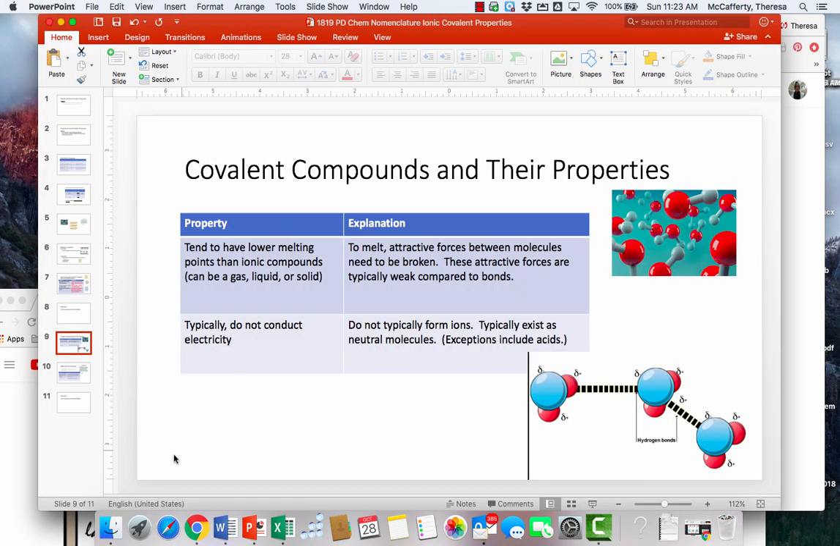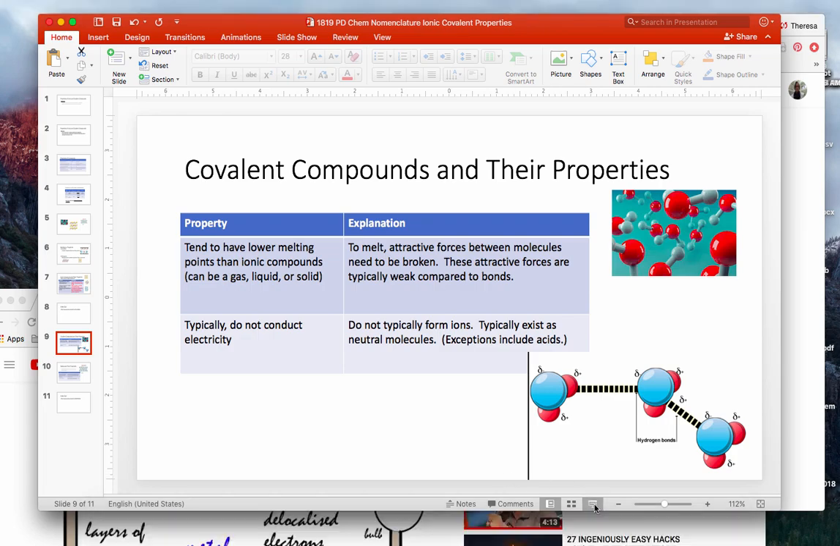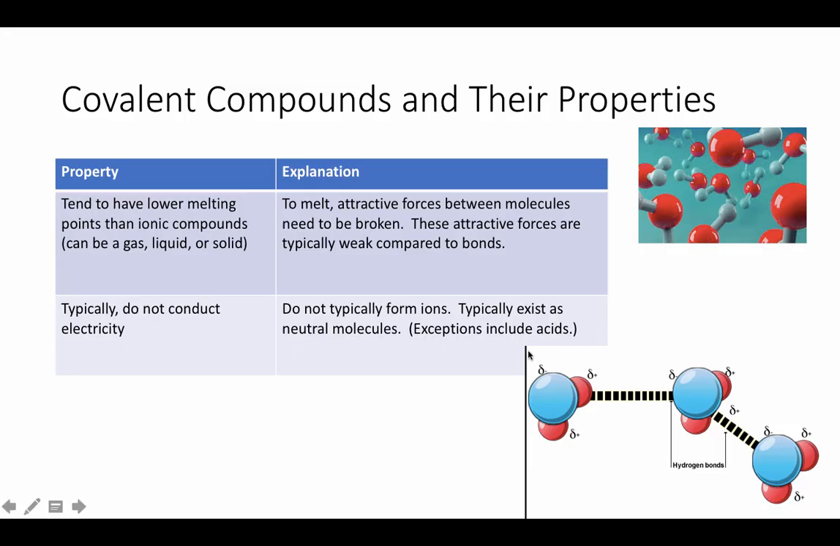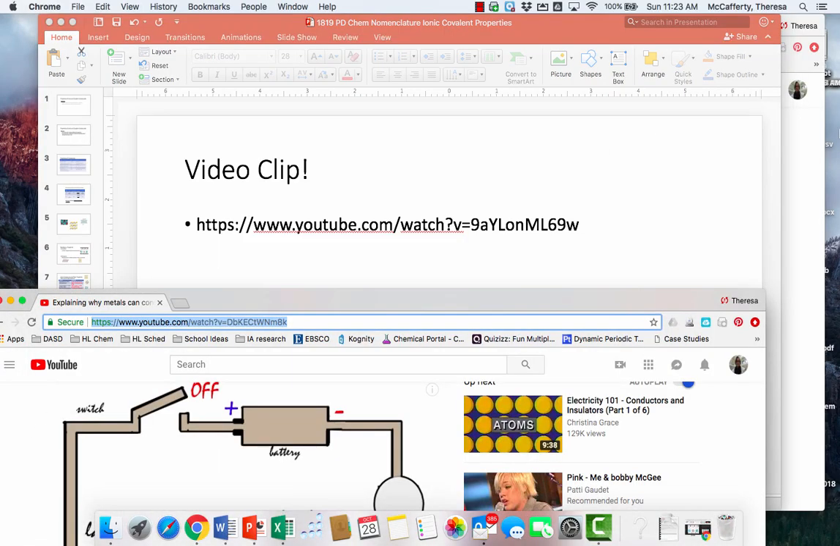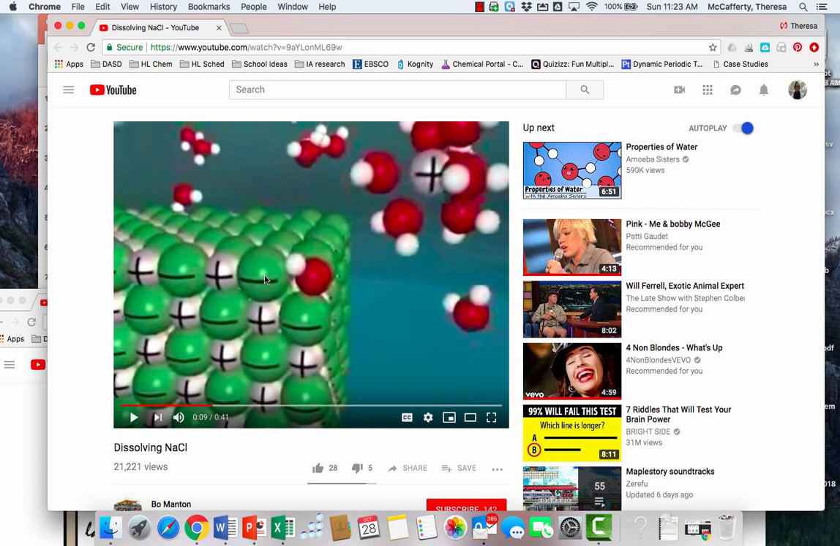Okay, so I like that video clip though because I think it helps you visualize what's going on. And hopefully you can see too, if I melt it, what I'm doing is I'm breaking these attractive forces between them, and then they would be able to move. But when they're solid, these are locked in place by the ionic bonds.